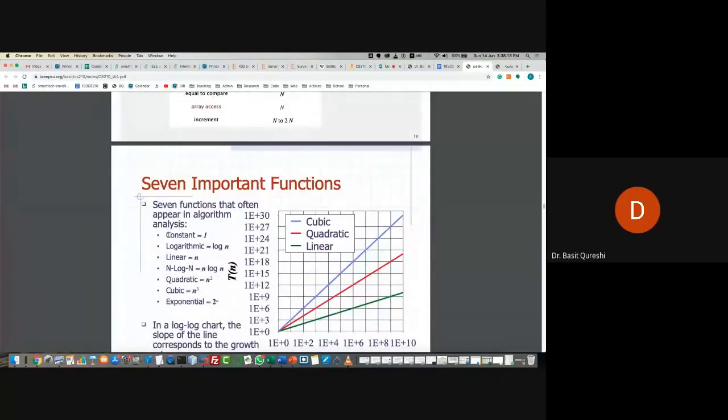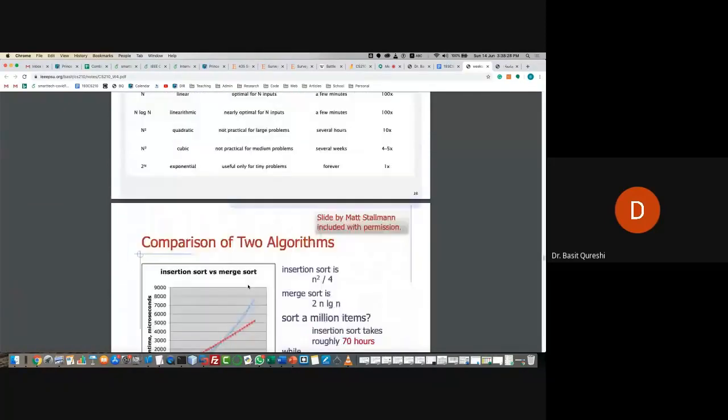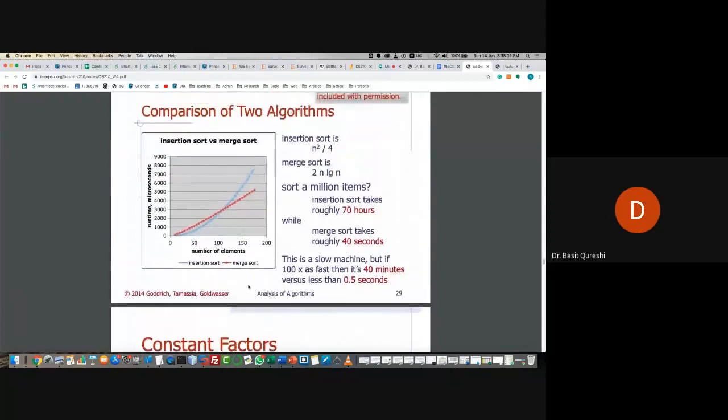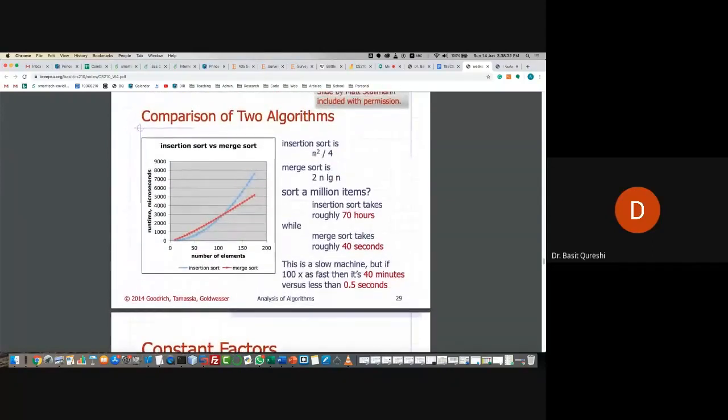This is the order. So the fastest is constant, then you have log, linear, n log of n, n squared, n cubed, and the worst one is exponential. Okay, so I'm coming back over here. The first one is running in n squared time, the second one is running in n log of n time. So theoretically speaking, when you look at the numbers, this one runs faster. The merge sort is theoretically faster than the insertion sort.